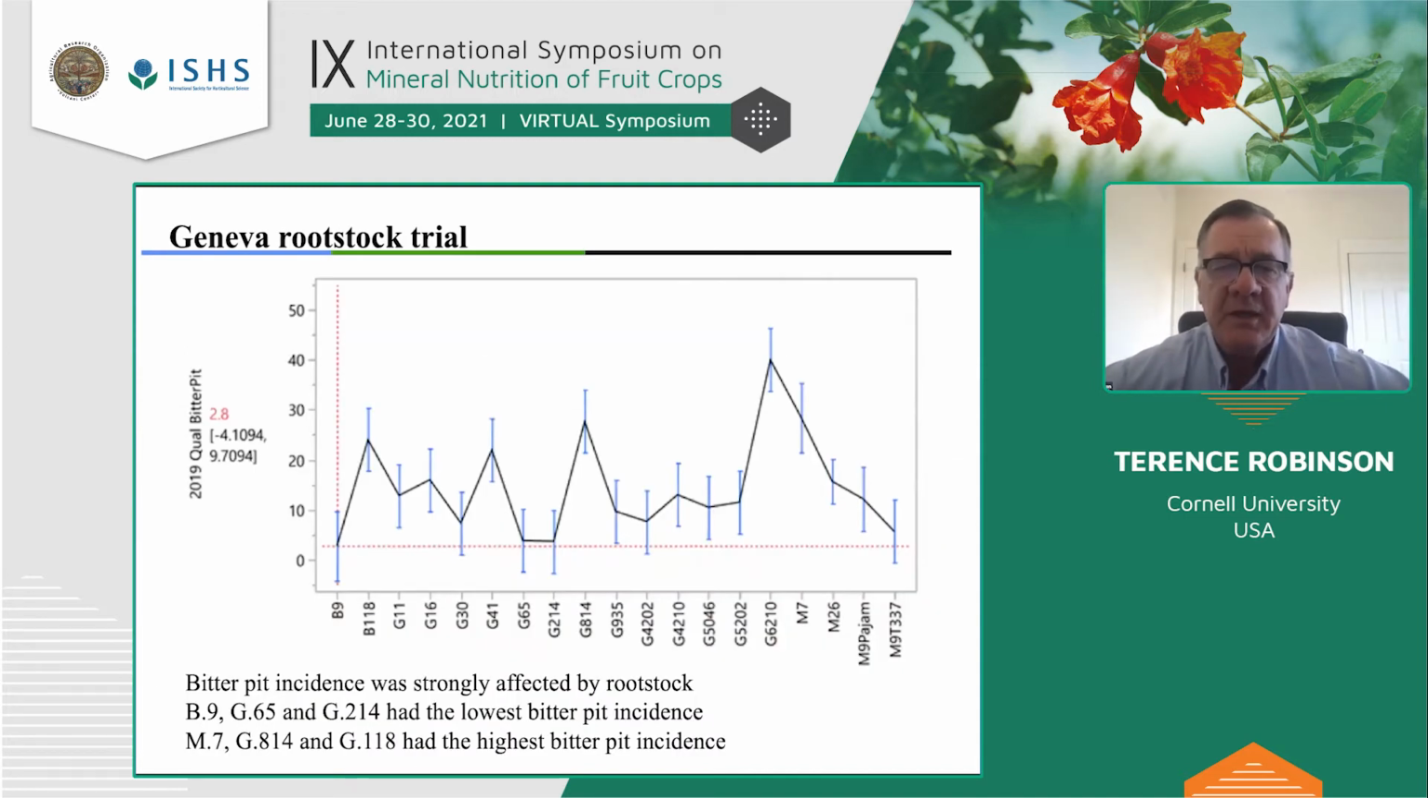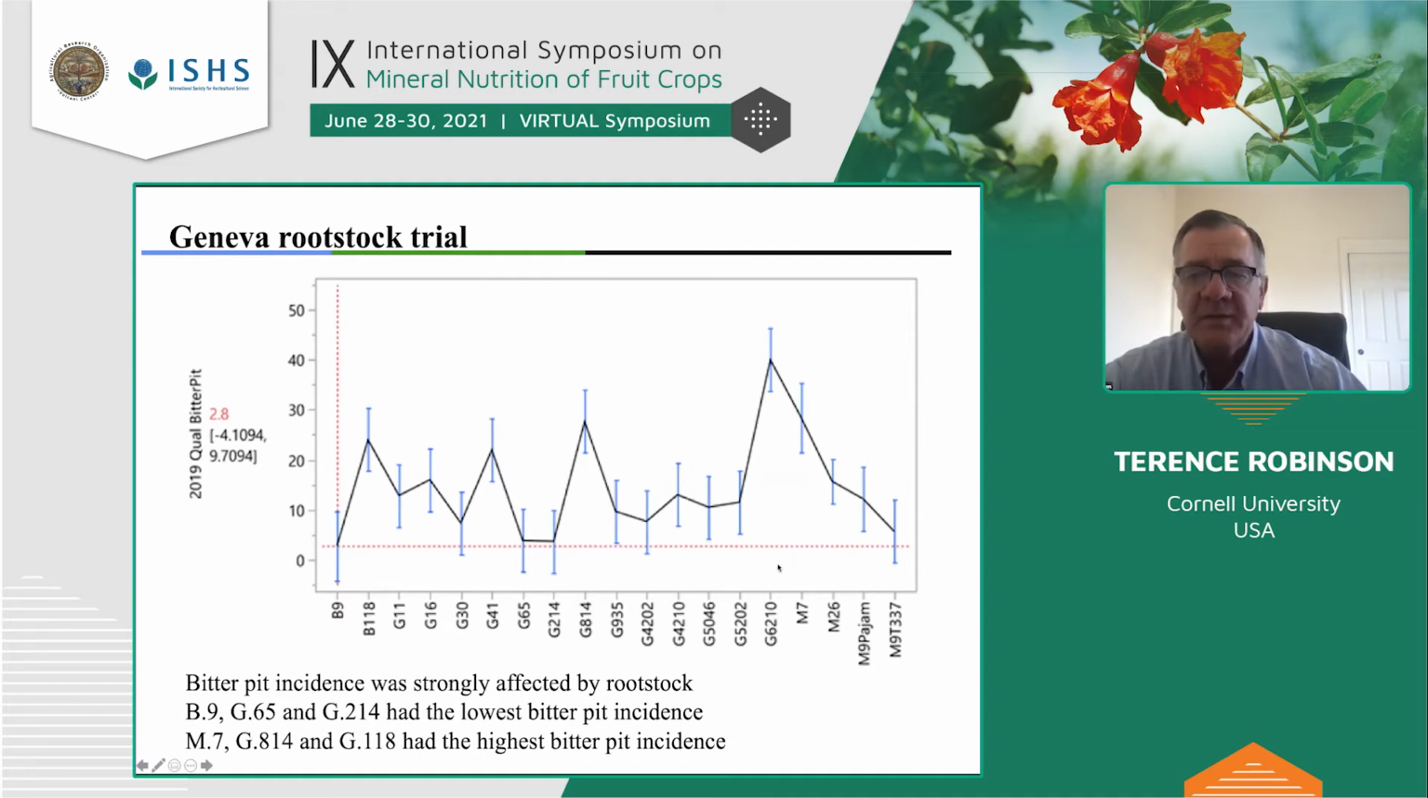Second, I'd like to focus a little bit on the Geneva rootstock trial. It had fewer rootstocks, but in 2019, we measured bitter pit incidence in these rootstocks, and it ranged considerably and was strongly affected by rootstock. If you look on this chart on the left, B9 had the lowest bitter pit incidence, about 3%. Two other rootstocks were also relatively low, around that same rate: G65 and Geneva 214. And in this experiment, M9 was also relatively low in bitter pit.